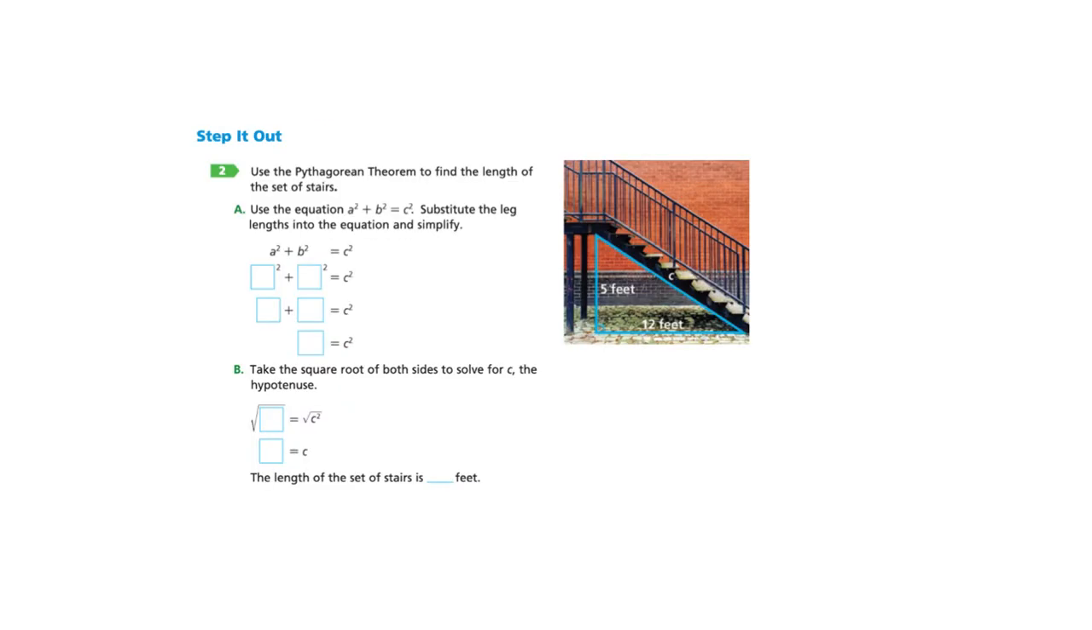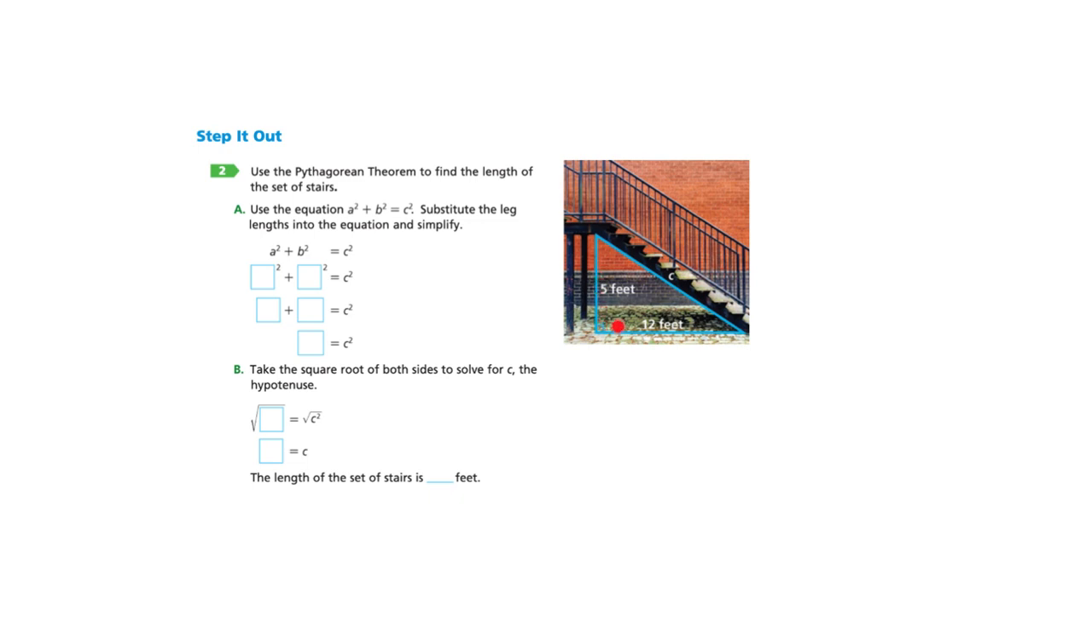So let's look at the step it out quickly. The video is already kind of long, so let's do this quickly. It says use the Pythagorean theorem to find the length of the set of stairs. So pause the video here, work on it on your own, and then come back and we'll look at it together. A says use the equation A squared plus B squared equals C squared. Substitute the leg lengths into the equation and simplify.